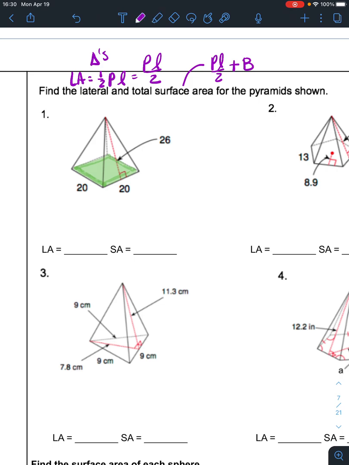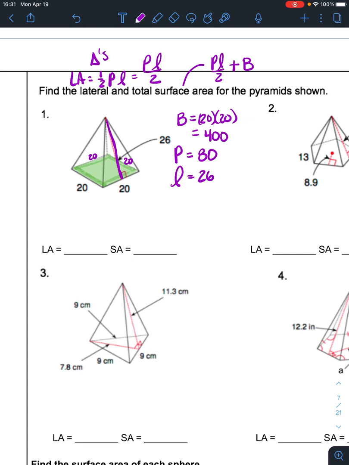Okay, so I notice that the base is a square. So the base is a square, so the area of the square, I need P, I need L, and I need B to find the lateral and the total surface area. So I just go ahead and find it over to the side because I know I'm going to need it. So the area of the base would be 20 by 20. So the area of the base is 400. The perimeter of the base would be 20 plus 20 plus 20 plus 20. So the perimeter of the base will be 80. And then the slant height is 26, right? Here's your slant height right here. It's on the slanted surface.